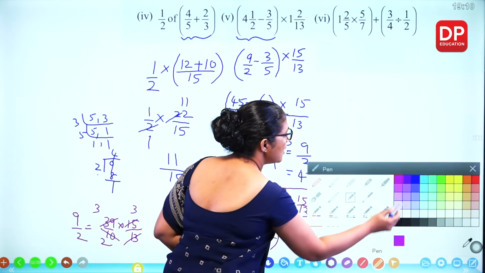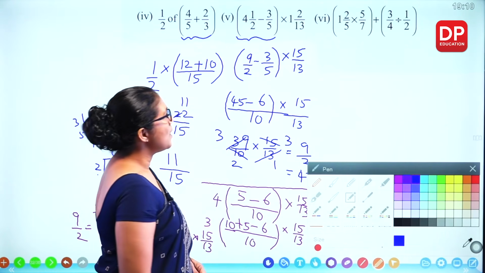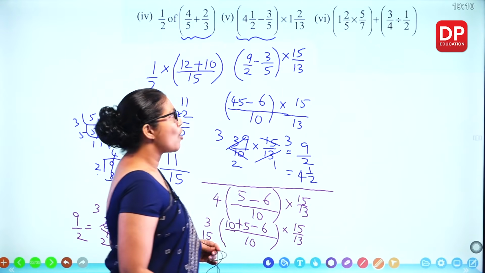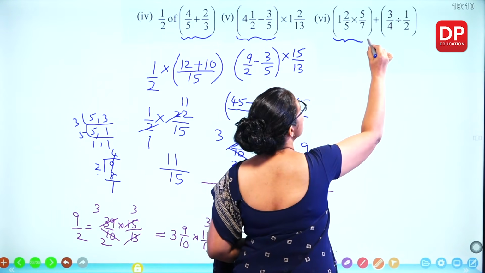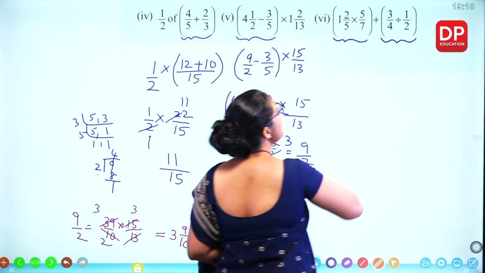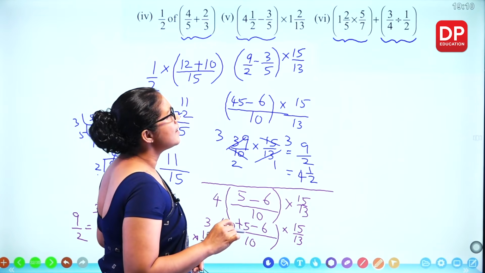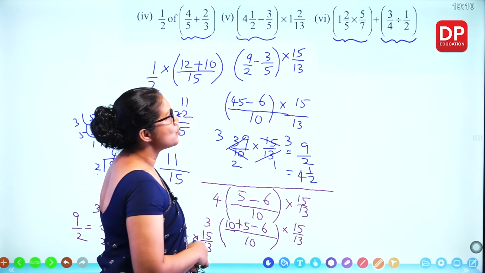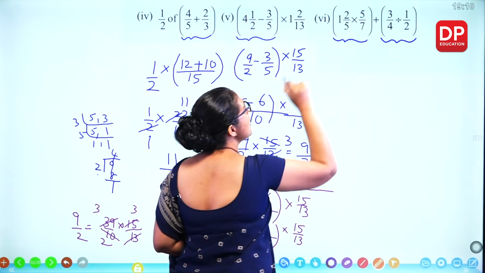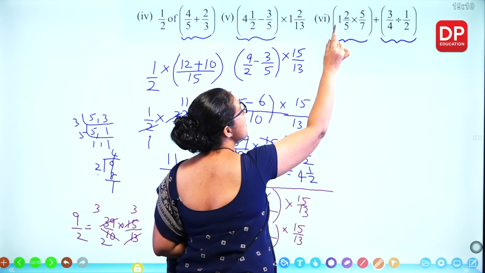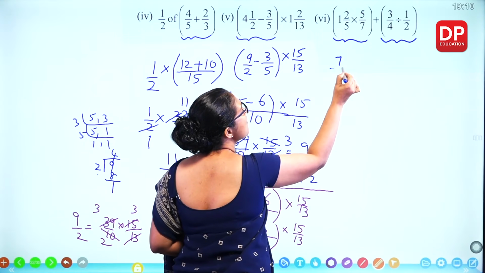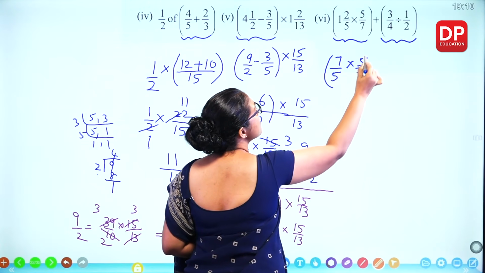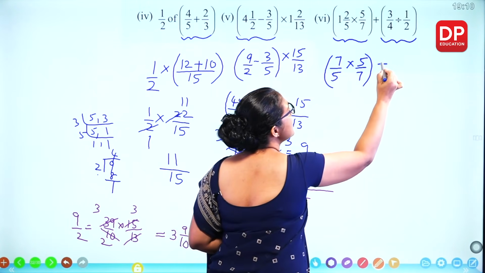You got brackets as well as multiplication, addition, division. But brackets first. According to BODMAS, you have to do brackets first. Do this one separately. Do this one secondly. And then add the 2 fractions. So what you do? You convert to improper fractions. 5 times 1 is 5. 5 plus 2 is 7 over 5 multiplied by 5 over 7. That's the first bracket.